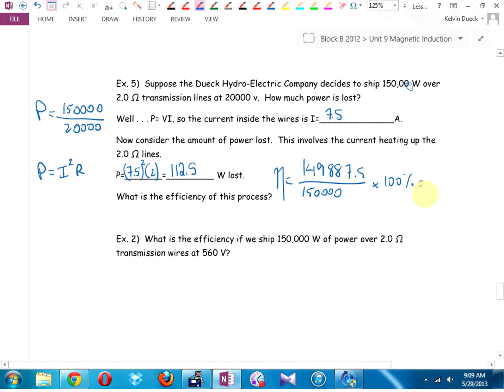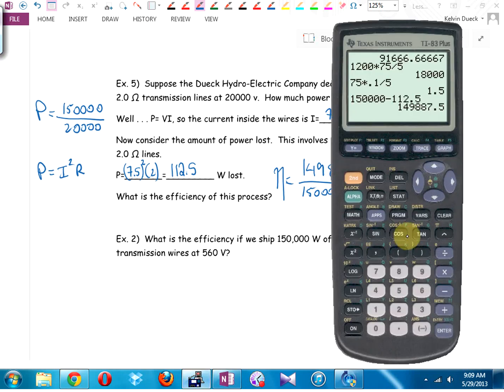This is one of the times when we could get close to 100%. We can't get 100% efficiency. We can get stinking close. What do you get? You really want to just keep your calculator out and start typing some things. Divided by 150,000. You get 99.9% efficient? Like I said, we can get pretty close.